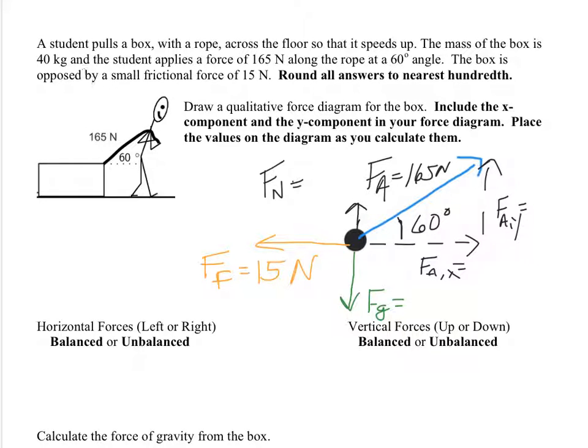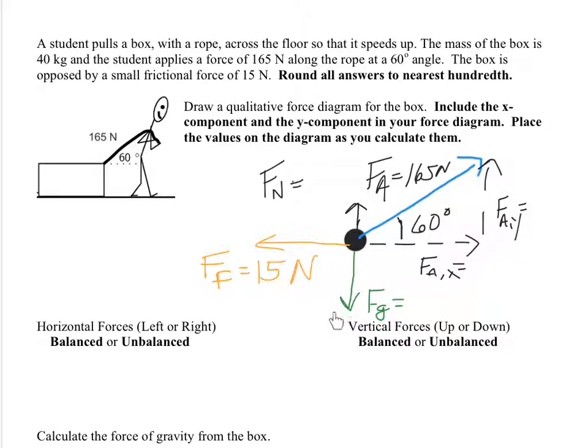So we're pulling a 40 kilogram box with a force of 165 newtons along a rope at an angle of 60 degrees. Frictional force is 15. So I drew my force diagram. I have the actual applied force here, which is 165, my blue arrow. I drew the components in, which you should always do. Draw in the X component of the applied force and the Y. So I have those there in black.